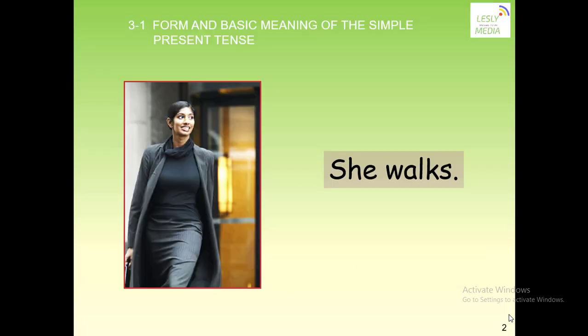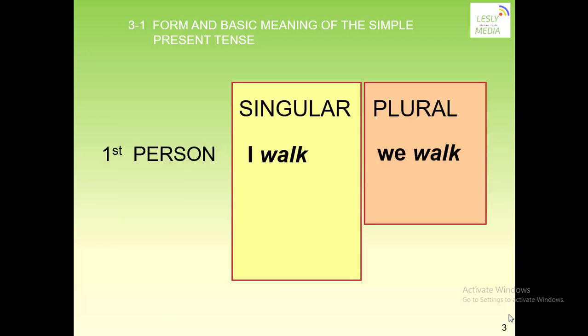Okay, let us read this sentence. She walks. What is the subject? She. And what is the verb? Walks. Why does it end with S? Okay, let us see this explanation.